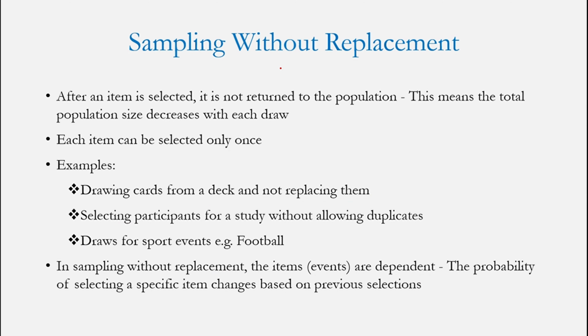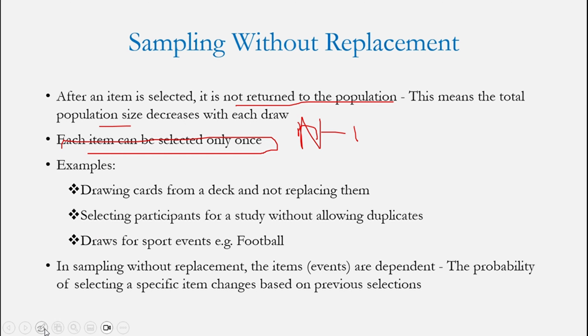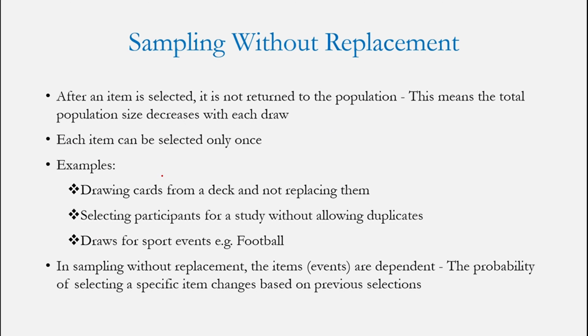What about without replacement? Here, when we've drawn an item, we do not return it to the population. This means the next time we draw, we have a population of n-1. And this means each item can be selected only once. An example is when you draw cards from a deck without replacing them, and also when you are enrolling study participants. You won't enroll a participant into more than one treatment arm.